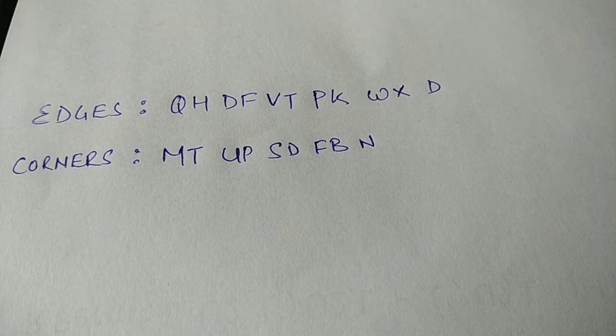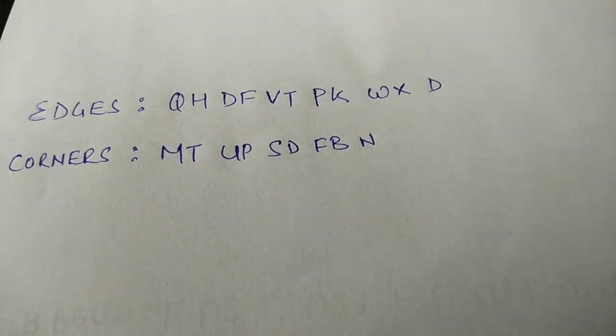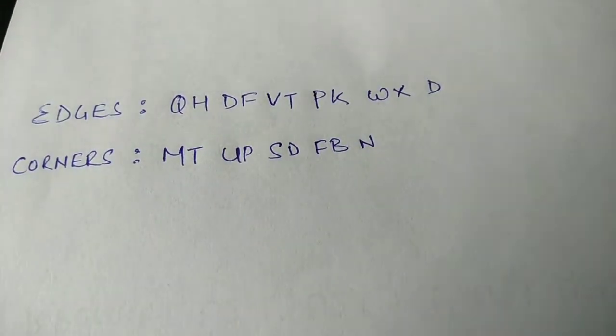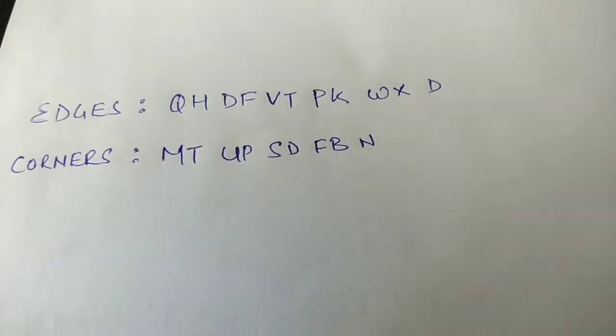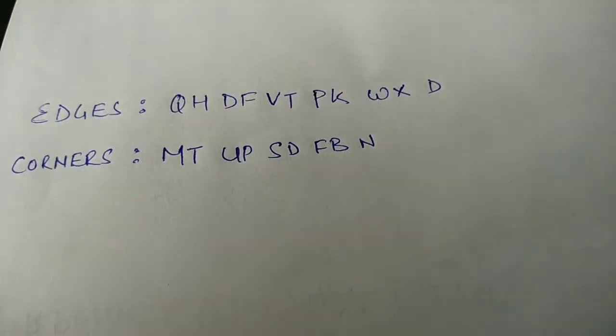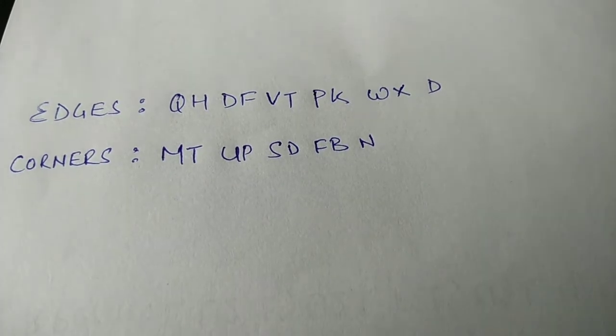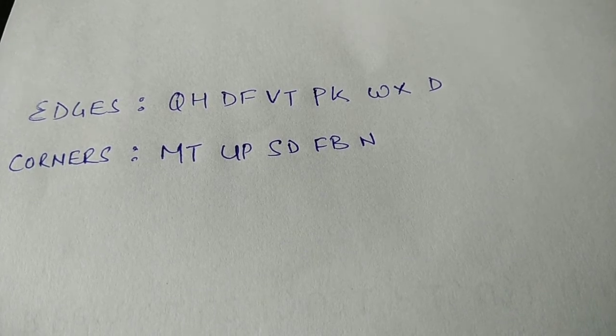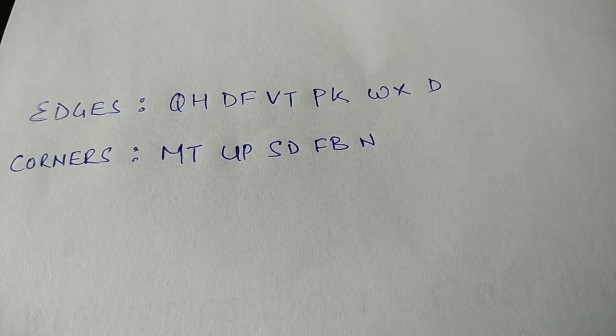So first we'll memorize the edges letters, that is QH. Maybe you can make some story also to memorize these letters. So let's say QH means Queen's House, DF means deal form, VT Victoria Terminus, PK Parkland or Park, or anything you think PK will match, WX, so wax, and D. So maybe you can make some story also using these letters, so that you can memorize these letters.